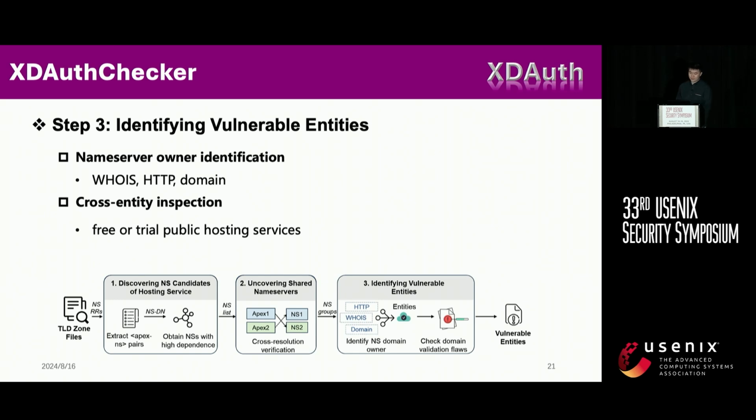And finally, to identify whether weak entities are present in these shared cases, with whois and HTTP responses, we find the platform in front of the shared name servers. For example, in front of domaincontrol.com name servers is actually GoDaddy. And then we manually register accounts on these platforms and test if data of domains not delegated to them can be configured on them.